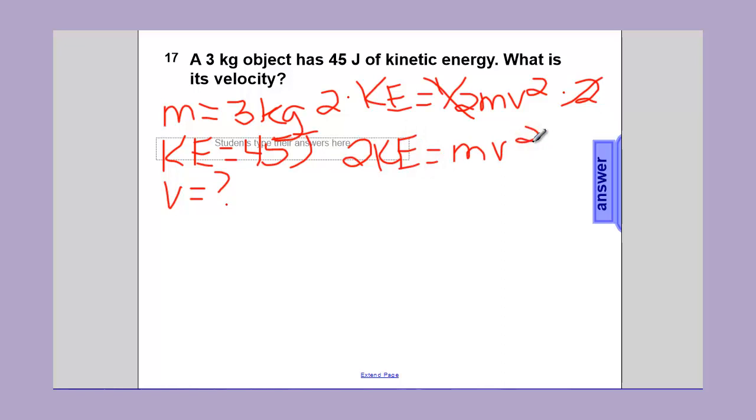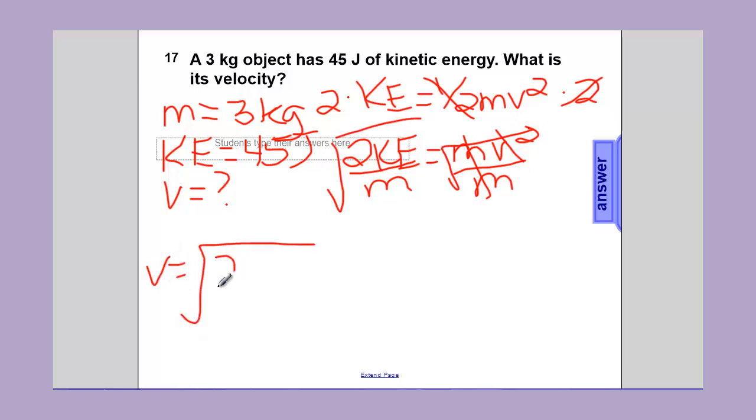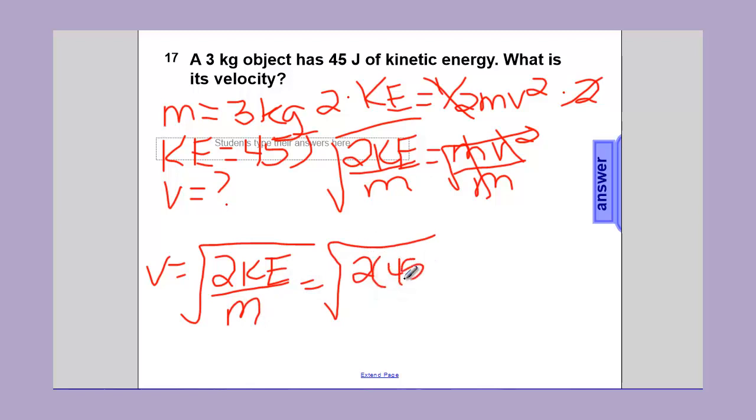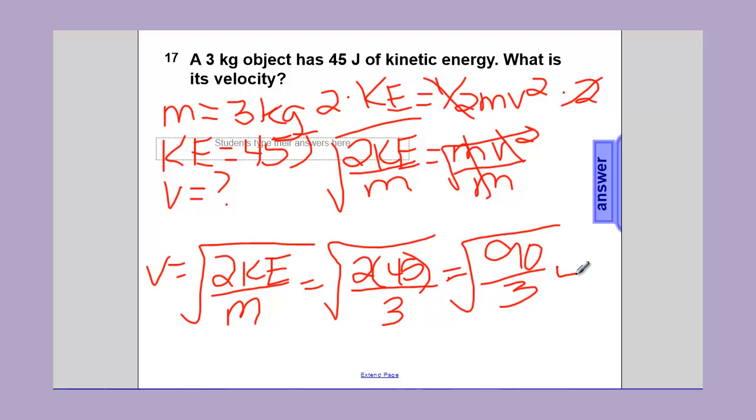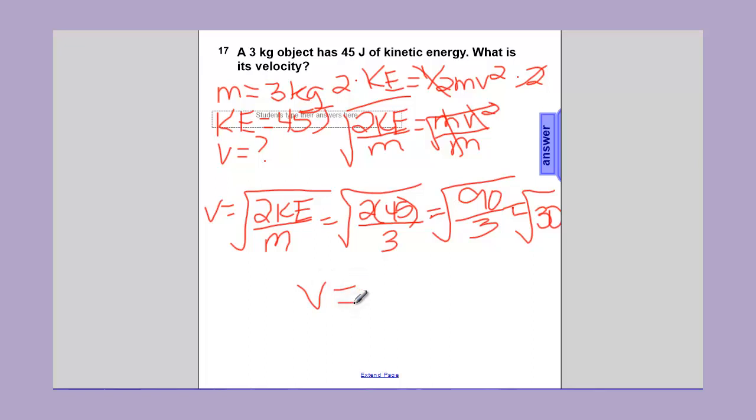And we want to get that v by itself, so we are going to divide by m. And to cancel out our square, we want to take the square root. So now our v is going to equal the square root of 2KE over m, which gives us 2 times 45 divided by 3. Gives us a square root of 90 divided by 3, which gives us the square root of 30. So now our final answer, v, is going to equal 5.48 meters per second.